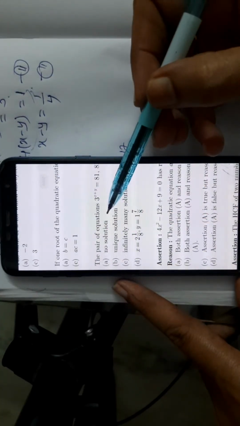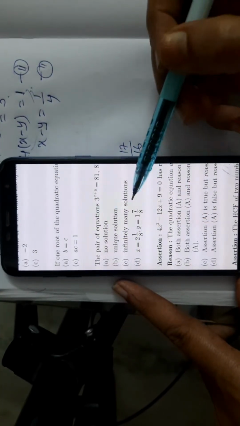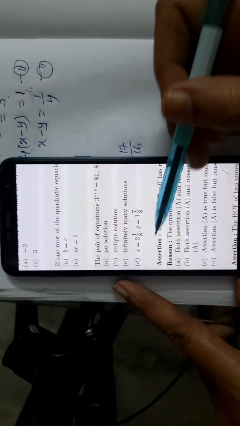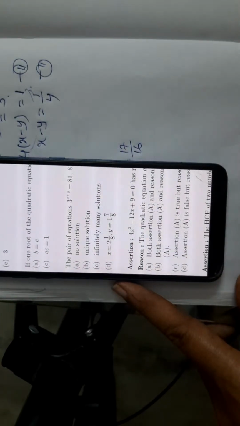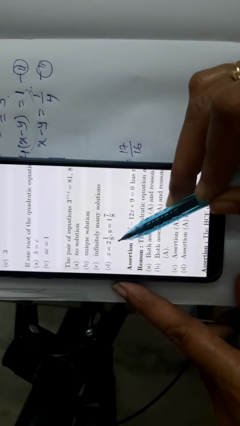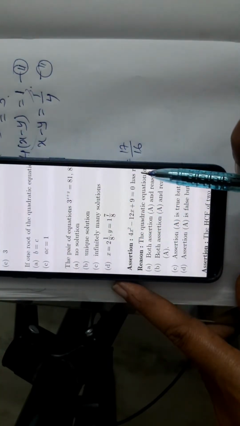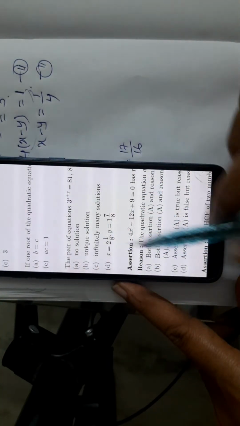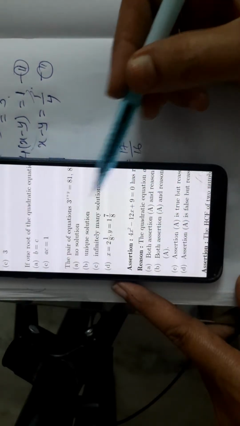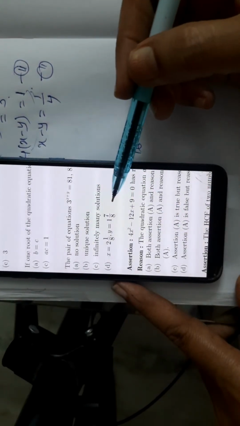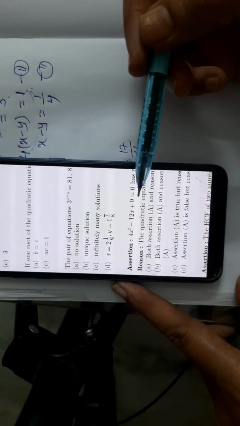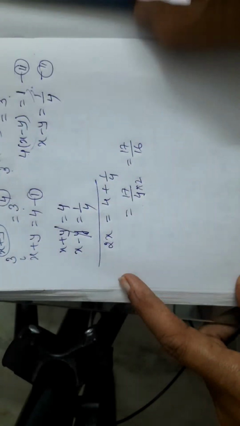First one: the equation has no solution, a unique solution, infinitely many solutions, or this one. When I solve this, I'm getting 16 in the denominator. So the value is not matching. For this kind of question, once the values are mismatched, you got 17 by 8. How did you get 17 by 8?